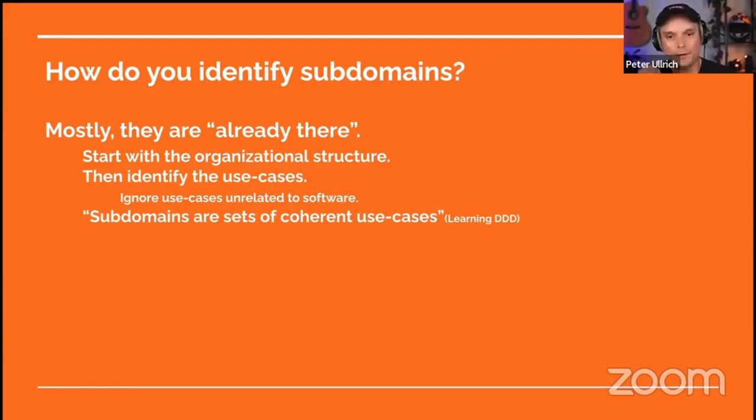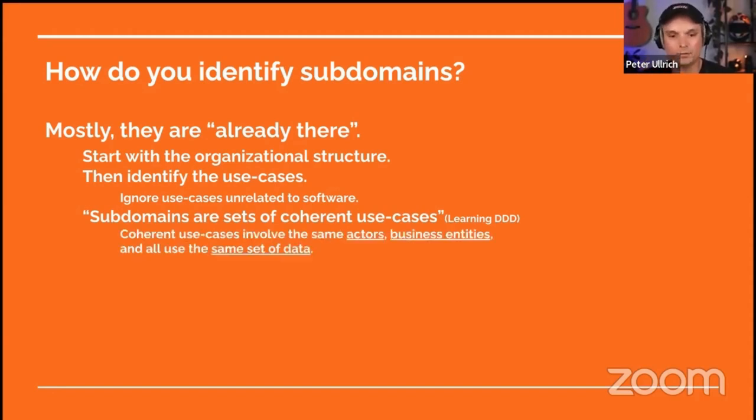Now, if you look at subdomains, what the Learning DDD book says is that subdomains are sets of coherent use cases. And that means that coherent use cases are use cases that involve the same actors, the same business entities, and they all use the same set of data. So if you have a salesperson and a driver, the salesperson might create a shipment, but the driver needs to see the delivery address, right? So they use the same data, but they're not the same actors.